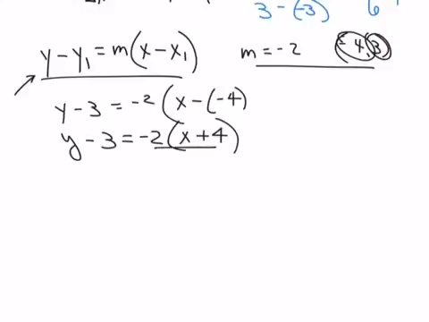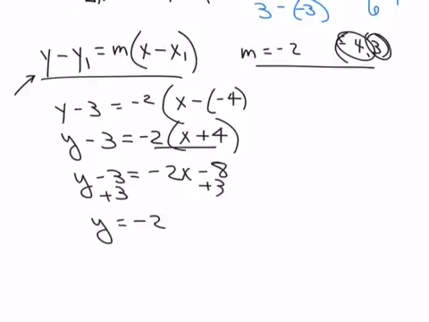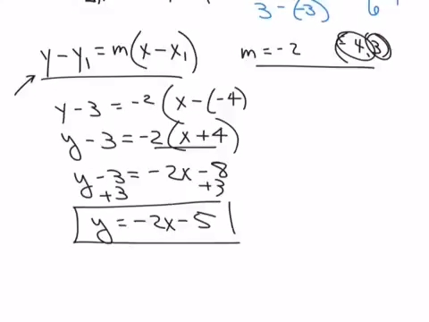Okay, so you have that. Let's go ahead and distribute that. We're going to add 3, y equals negative 2x minus 5. There is our equation in slope-intercept form.